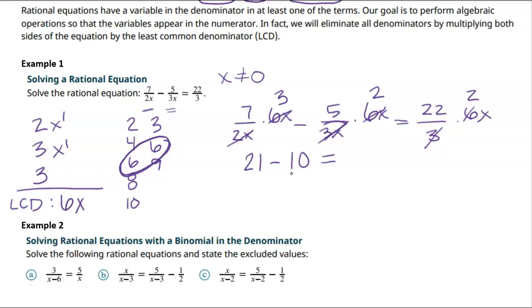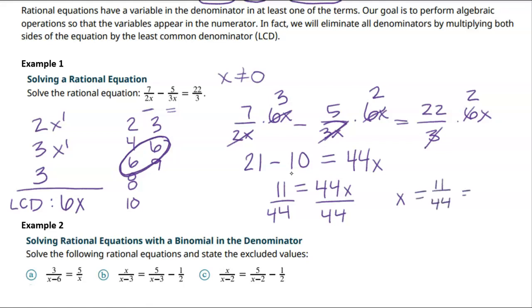So I have 22 times 2x, which would be 44x. That gives me 11 on the left-hand side. And when I divide by 44, I get that x equals 11 over 44, which can be reduced to 1/4.